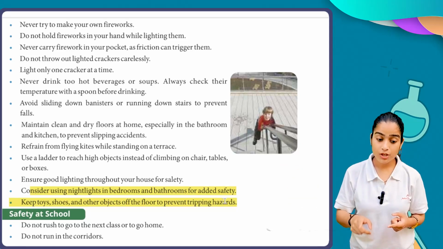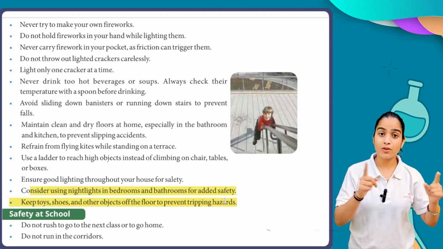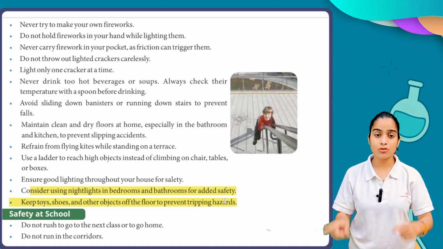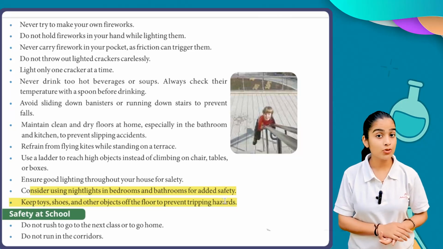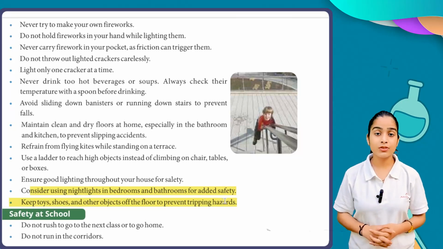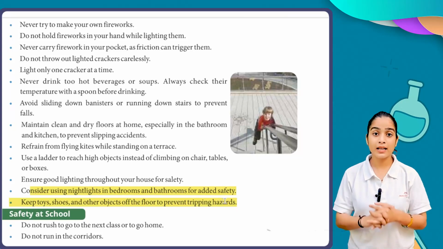Next thing to keep in mind is that your toys should be in the place of toys, and your shoes and socks should be in their place only, otherwise it will result in a tripping hazard. So these are the safety rules which we have to follow when we are in our home.